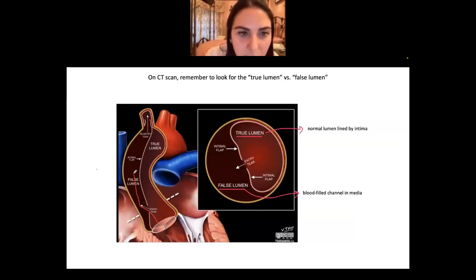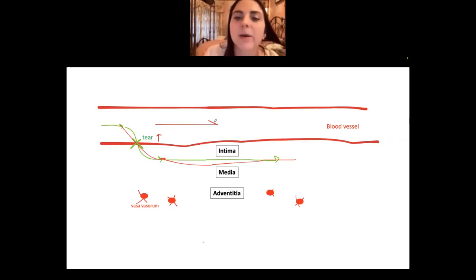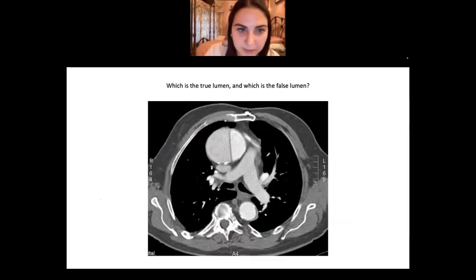Here's the true, actual lumen of the aorta. But when you get the tear and it leaks into the media, you can also get a second lumen, which they call the false lumen. The true, normal lumen is lined by your intima. The false lumen is within the media. Here's your true lumen, and this would be your false lumen if blood started to pool here. That can look like this on a CT scan.